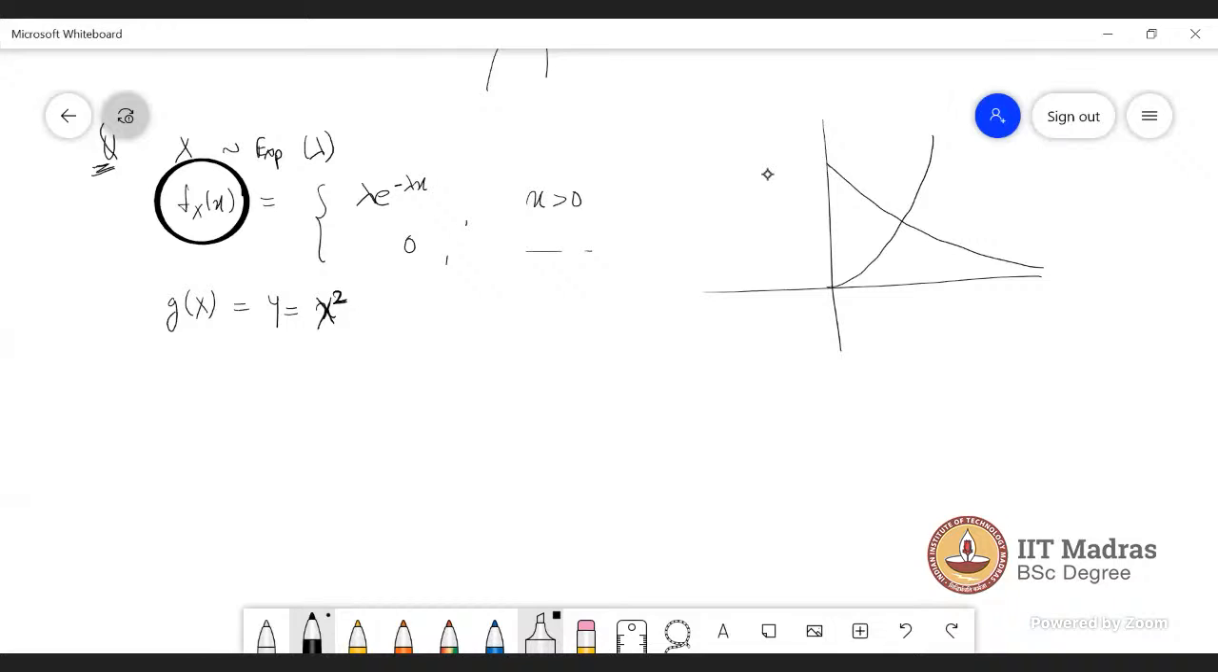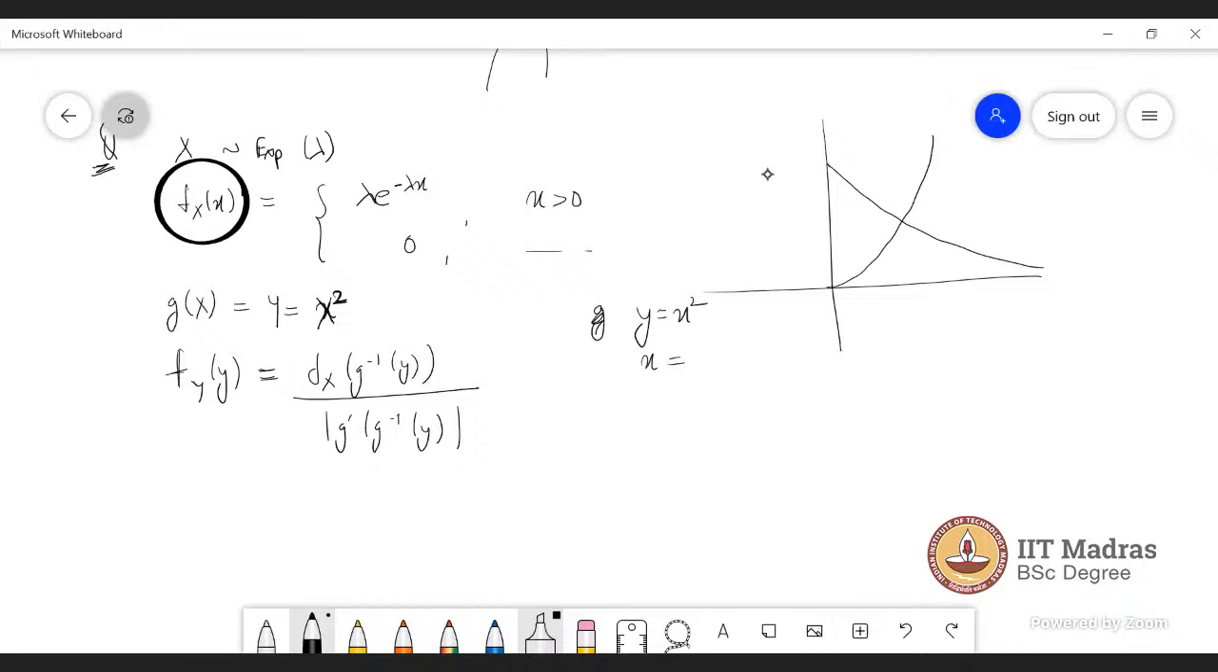So how will I go about it? We have to find the PDF of y. We'll write f_Y(y) equal to f_X(g inverse of y) divided by g dash of g inverse of y. Now how do you find g inverse of y? Your y equals x square, so write your x in terms of y. x is going to be plus minus under root of y. So this is your g inverse of y.